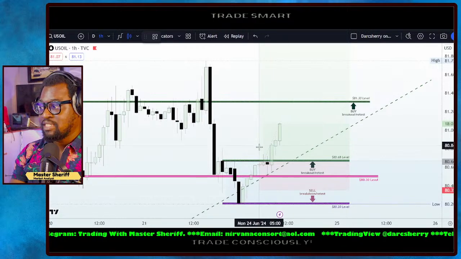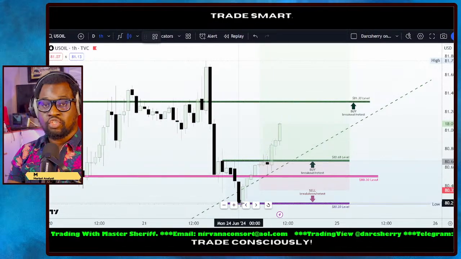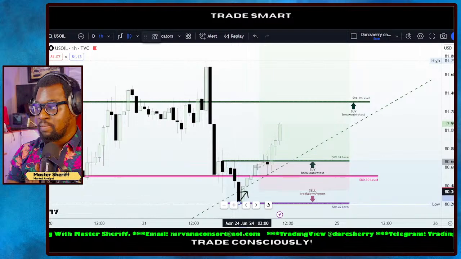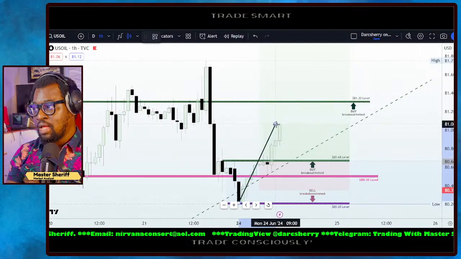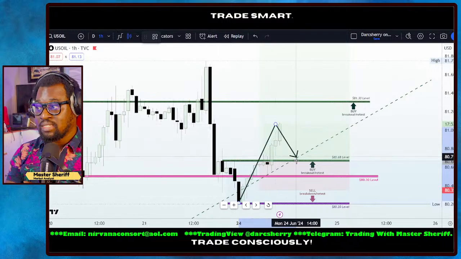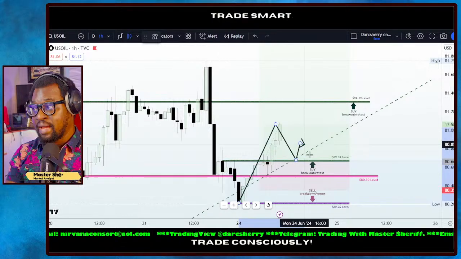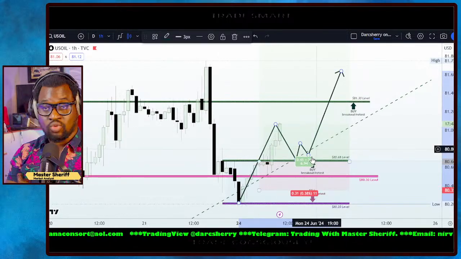So what I'm simply saying here, let me give a visual representation of what I'm talking about. What I'm saying here is that if you had missed out on the breakout of the structure, we expect that at some point in time price is likely going to come back and do a retest of the structure to continue the uptrend.